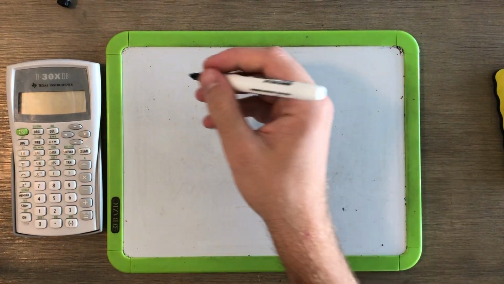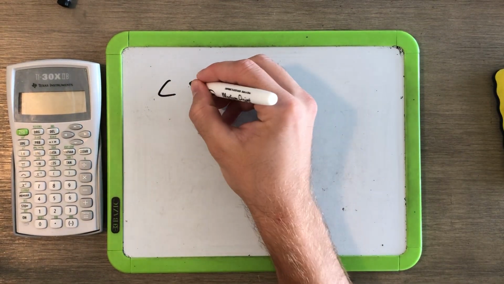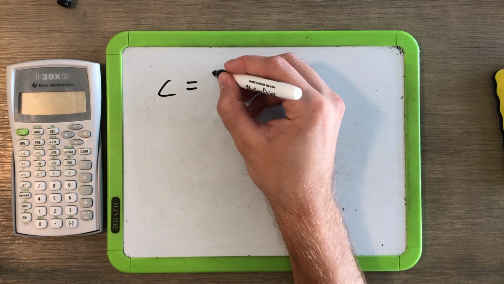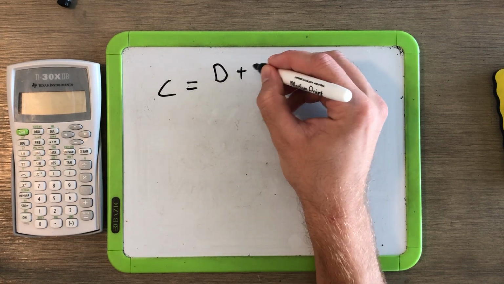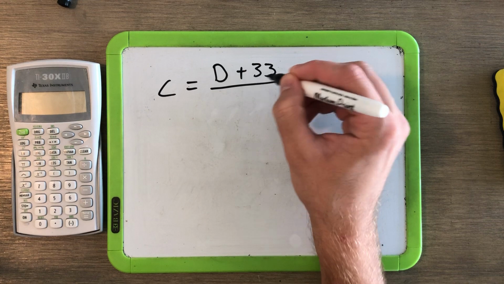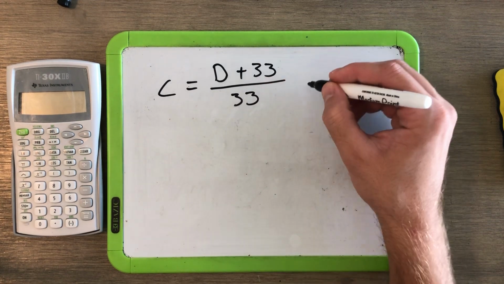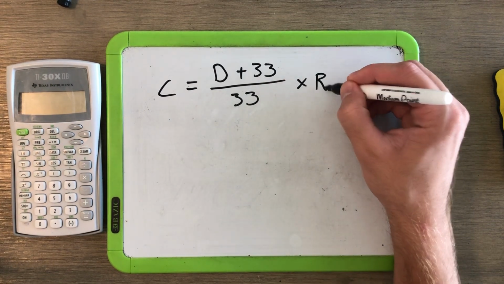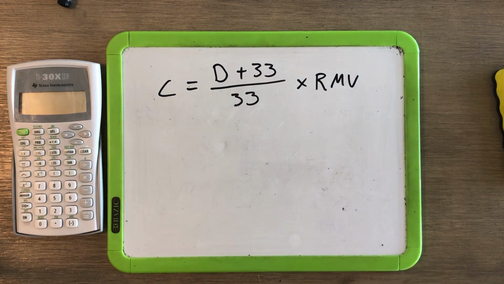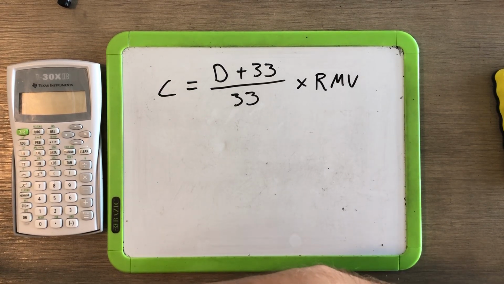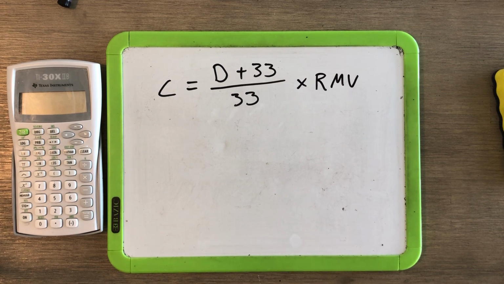So the consumption rate is going to be your consumption is equal to the depth that you're at plus 33 over 33 times your RMV. Now, basically your RMV is the diver's respiratory minute volume, which means how many actual cubic feet of air he moves through his lungs every minute, how much he breathes in and breathes out.